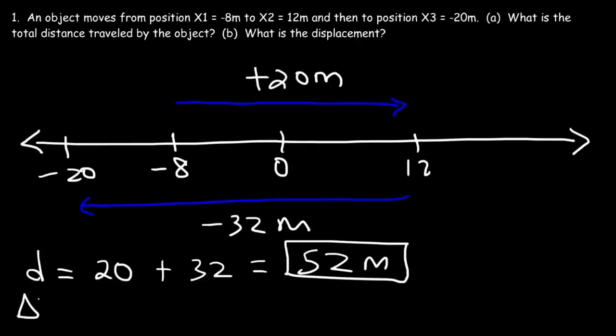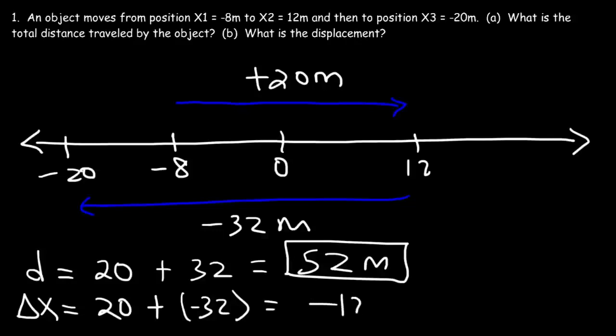Now, if you want to find the net displacement for the entire trip, during the first part, it's positive 20. And during the second part, it's negative 32. So you have to incorporate the negative sign. So it's 20 minus 32, which is negative 12. So the displacement is negative 12, but the total distance traveled is 52.